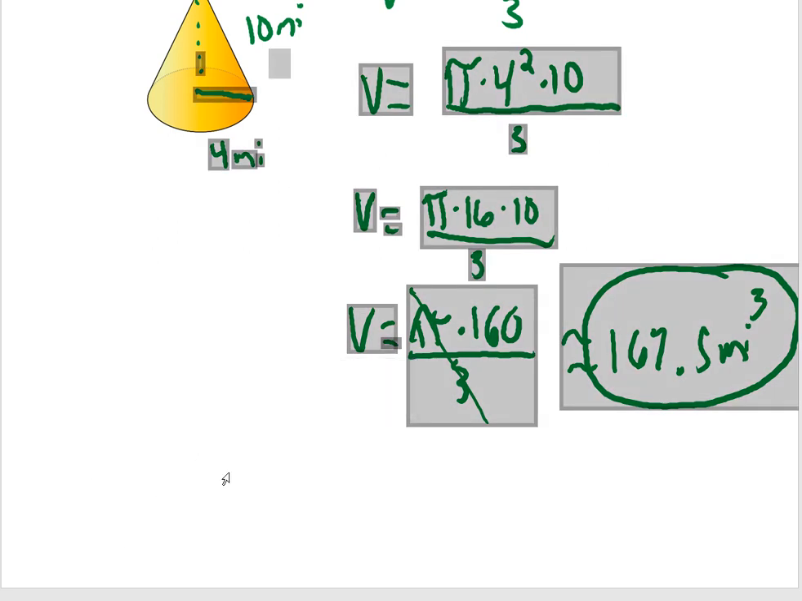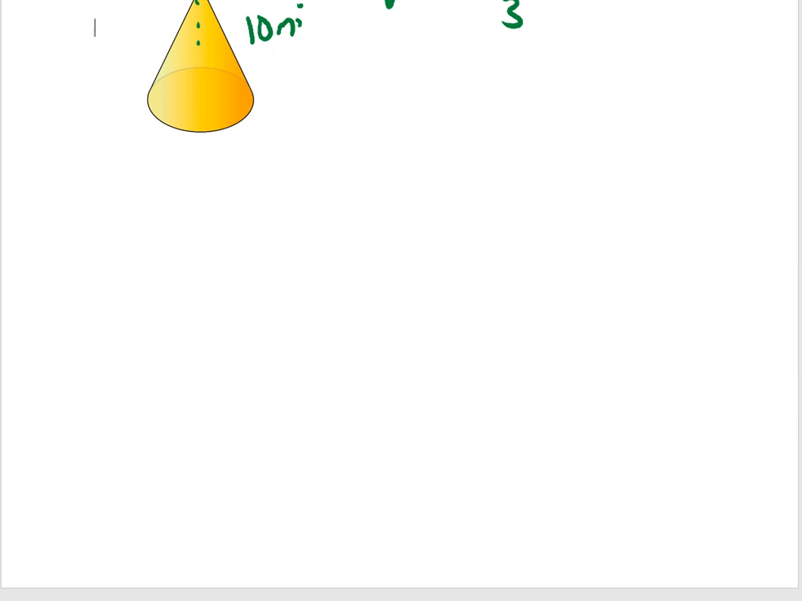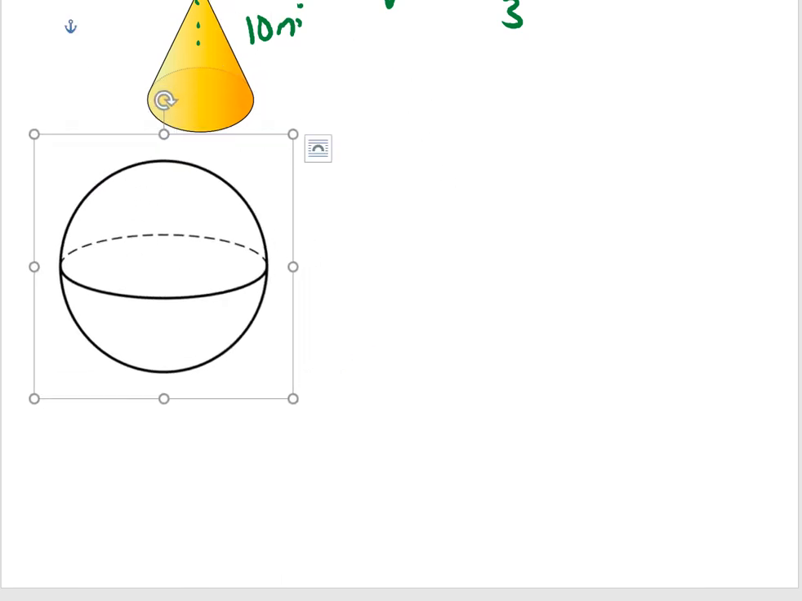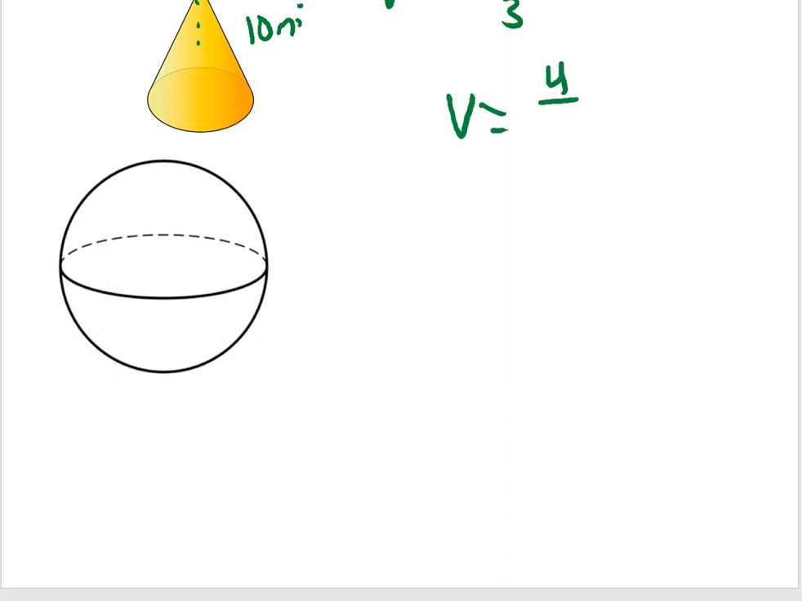All right, the last example we'll do is a sphere. We're going to write down the formula first. 4/3 pi r cubed. Again, this is going to be given to you. The formula will be given to you, and all the information you need will be given in the question right here.